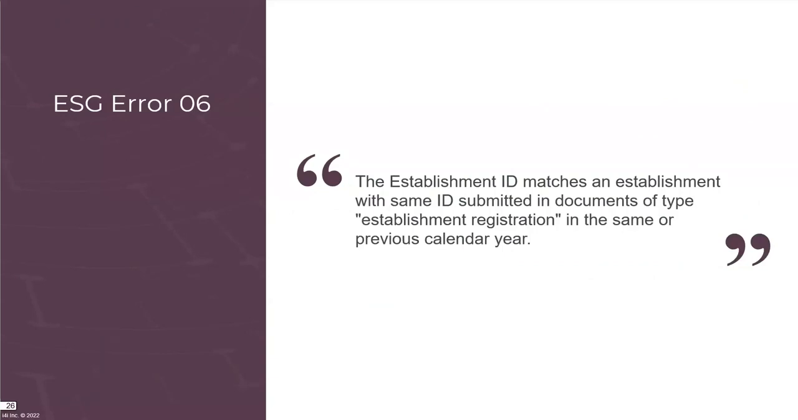So what does this next error involve? The establishment ID, which is the DUNS number for the establishment, matches an establishment with the same ID submitted in docs of type establishment registration in the same or previous calendar year. This error indicates that there's a difference between the DUNS number in your product SPL submission and the DUNS number in the ER submission file that your product SPL refers to.